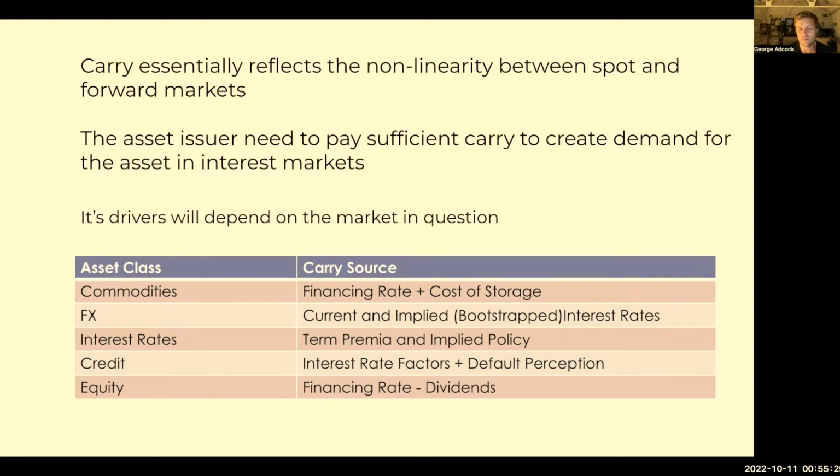So commodities, basically you have a financing rate plus your cost of storage. Foreign exchange, you have current and implied bootstrap rates. I'll explain what that is in a minute. Interest rates is generally term premium and implied policy. Credit is the interest rate factors plus defaults. And equity is generally financing rates less dividends.